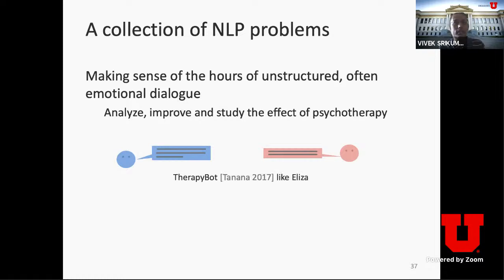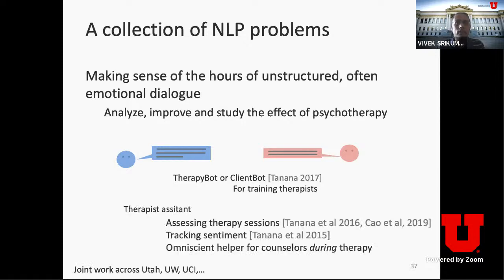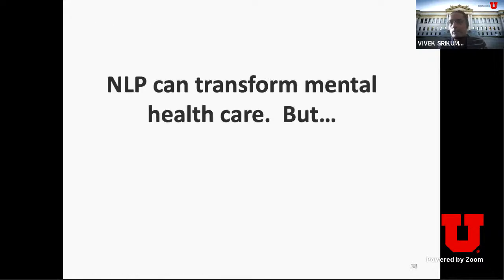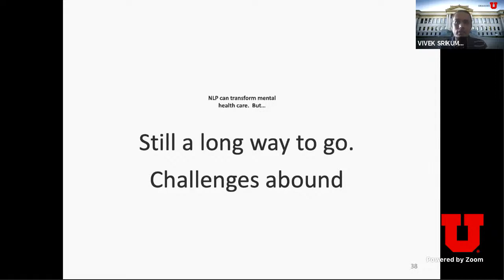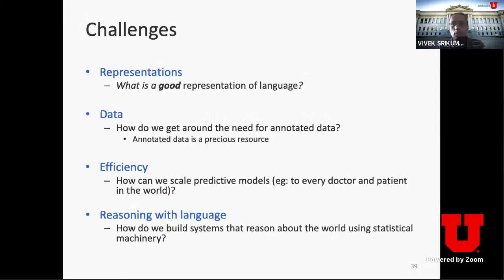We can, for example, build a therapy bot like ELIZA. We can build a client bot. For some reason in counseling, the patient is called a client. So we'll call it a client bot that can be used to train therapists without actually inflicting them on real people. Or we can have an assistant that just watches the therapy session and keeps track of whether the therapist is doing the right thing. Well, NLP can actually transform mental health among other fields, but of course, there's a long way to go. There are many different challenges in these kinds of things. There's a question of what is a good representation of language?